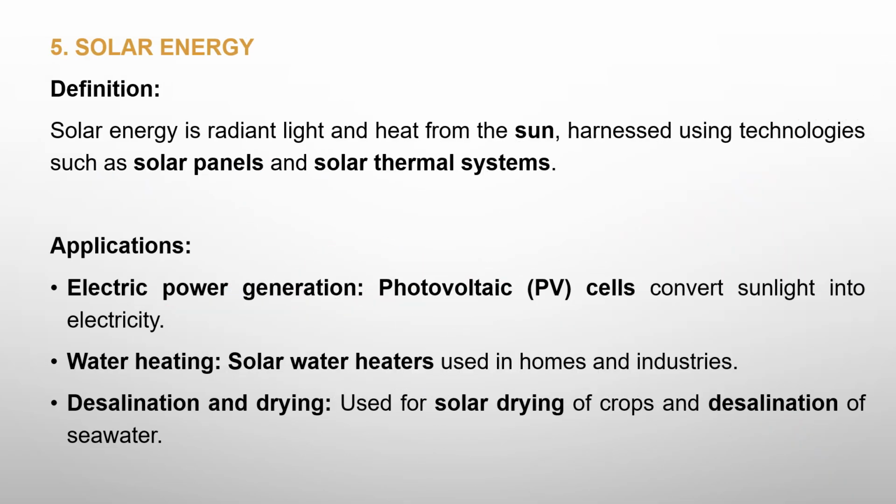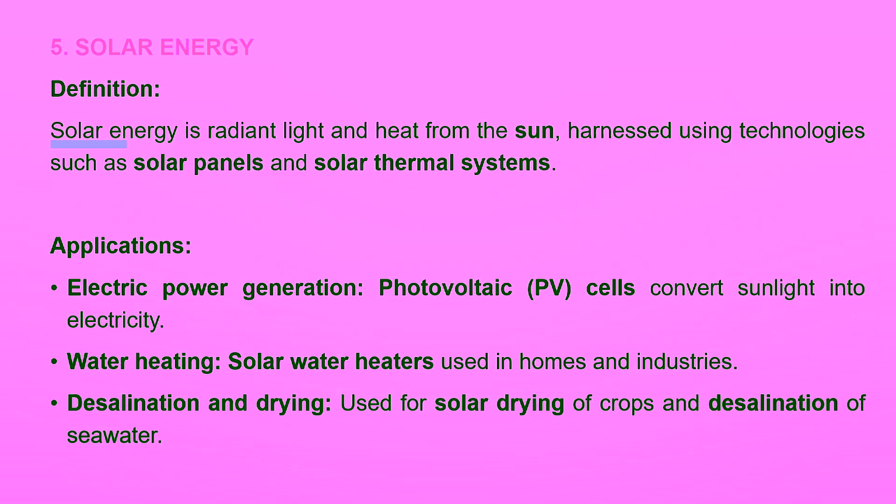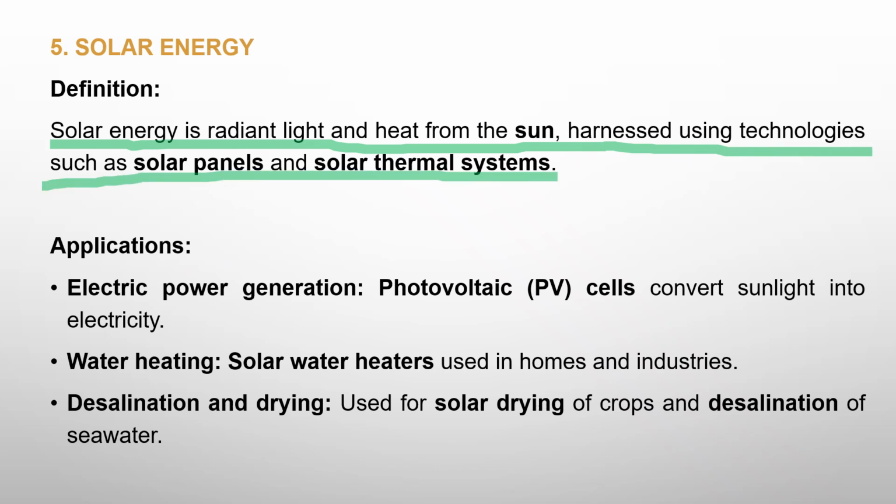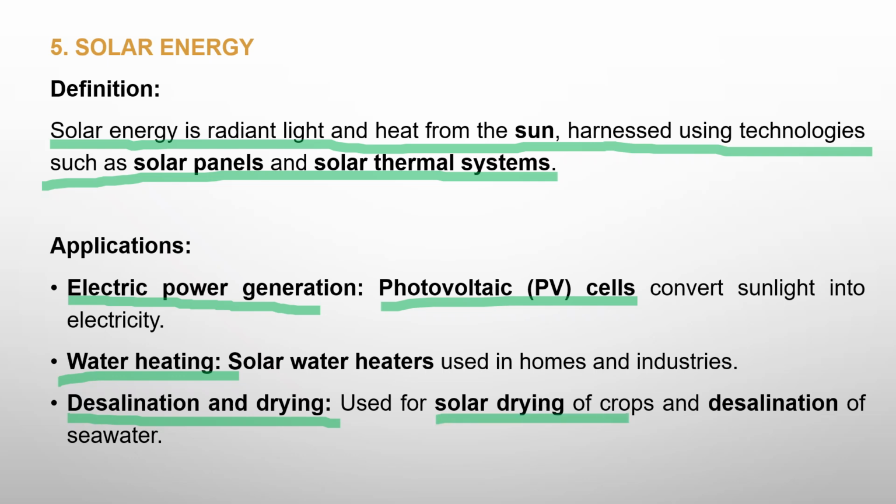If we talk about solar energy, it is again a renewable source of energy. A tremendous amount of solar energy is available. The definition of solar energy is the radiant light and heat from the sun harnessed using technologies such as solar panels and solar thermal systems. Applications: it is used in electric power generation using PV cells, for solar water heating, and for desalination and drying purposes, that is solar drying of crops.